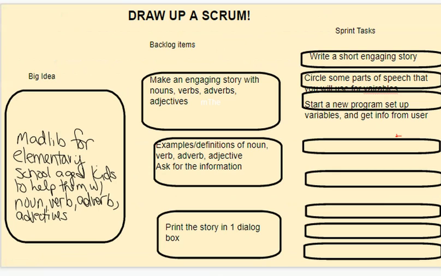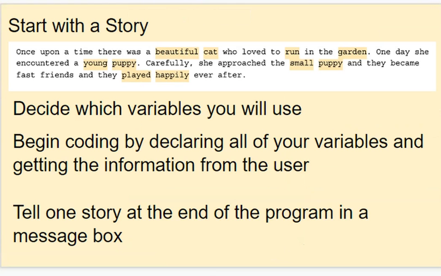Then you have sprint tasks, and these tie into these. So now it's taking this task and breaking it down even further into really quick tasks. So you can write a short, engaging story, circle some of the parts of speech in there, like nouns, verbs, adverbs, and adjectives, and then start a brand new program and set up some variables to hold those values. Then come up with some kind of an algorithm for how you want this to work.